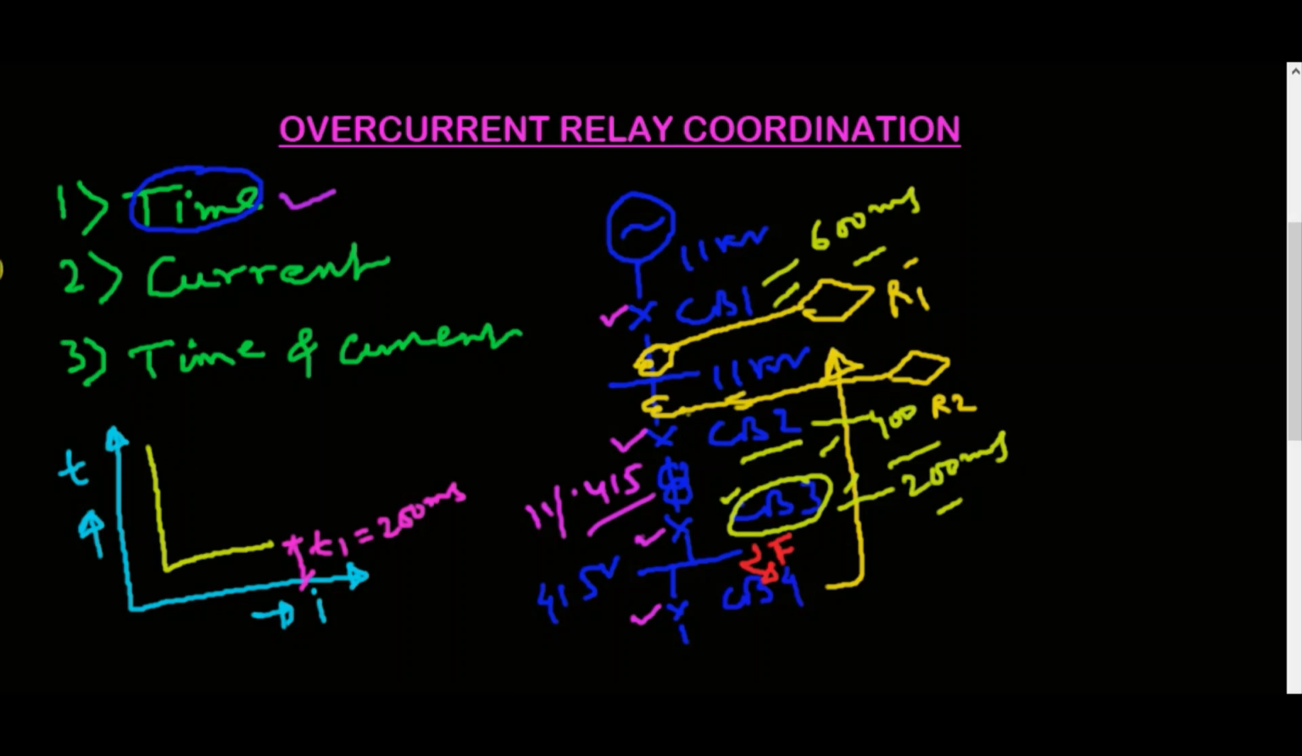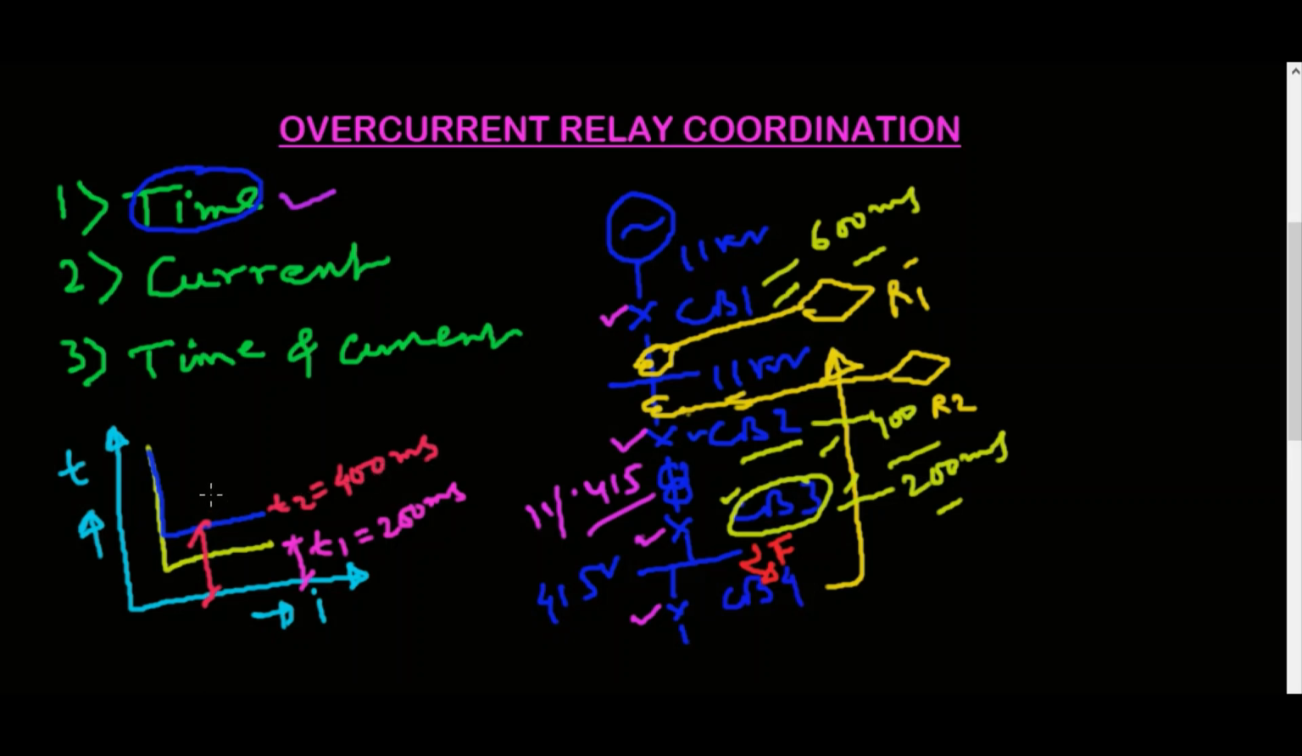Now if we draw this CB2 characteristic, then it will follow this path like this. So in this case, this is time t2 equal to another 200 millisecond for the breaker operation and the safety margin. Okay, so this is 400 millisecond.